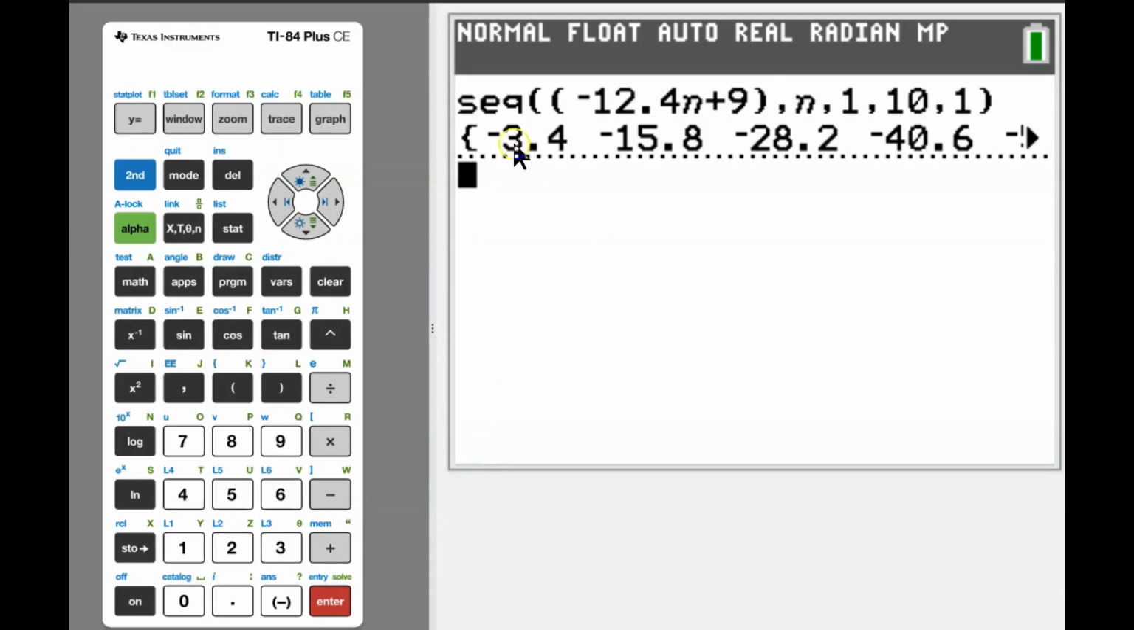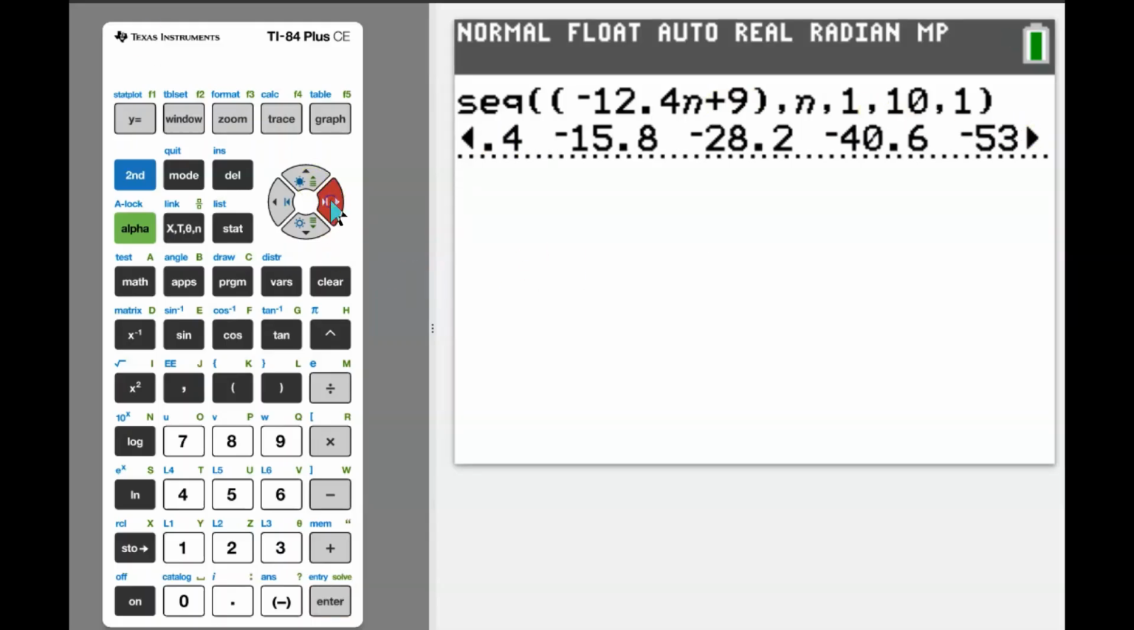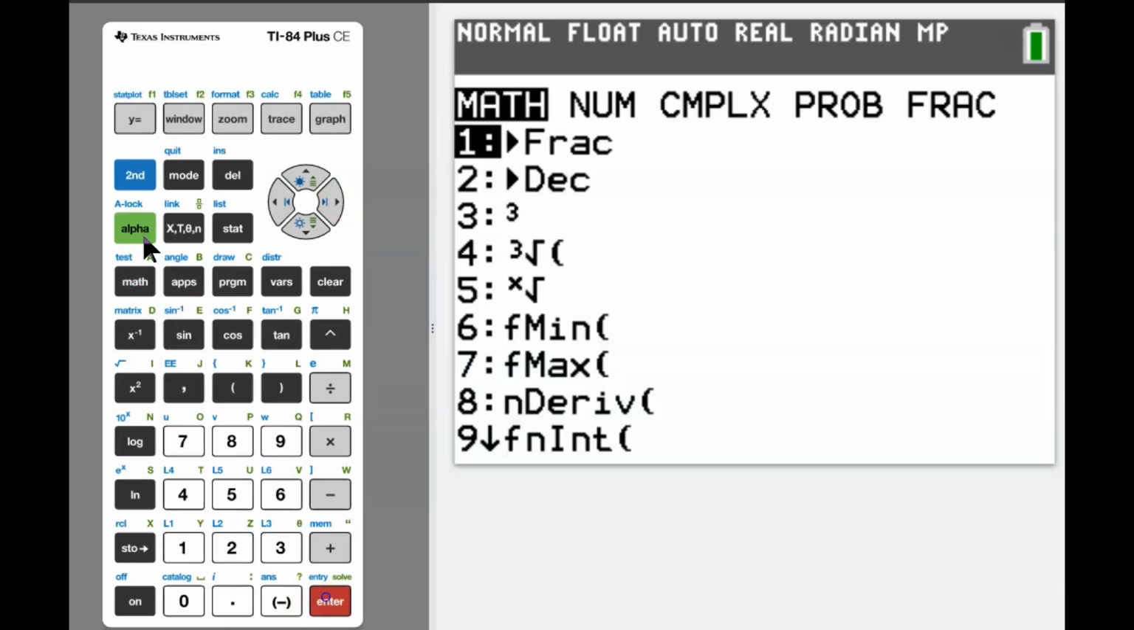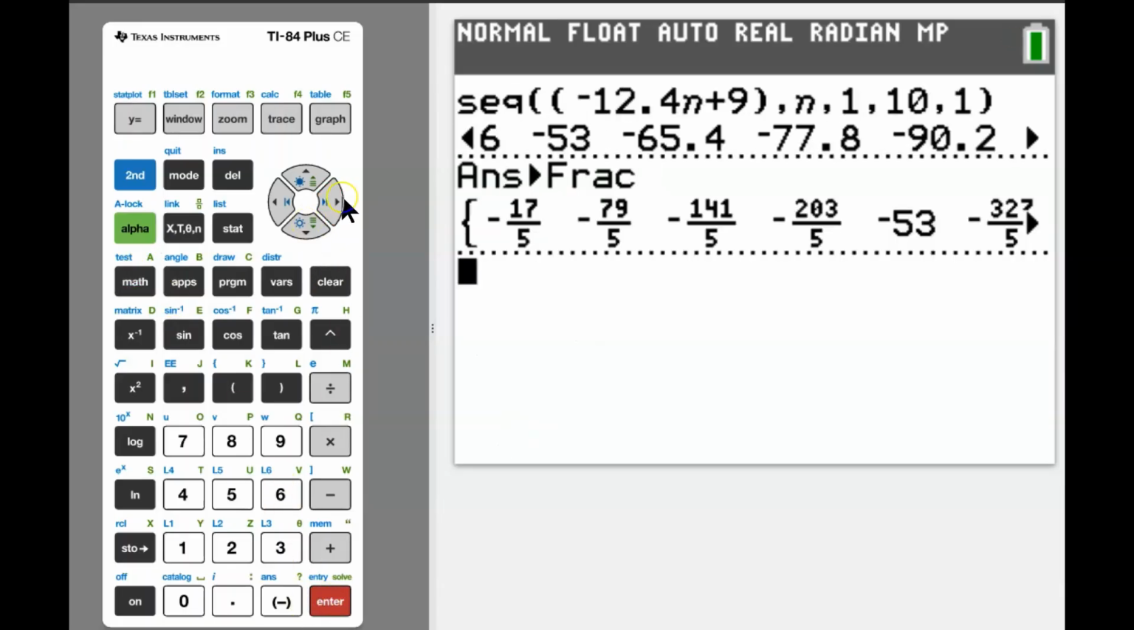It's the same thing. Notice that there's a right-handed arrow here, so you'd have to use your arrows to see the full list. And then if you want the fraction version, you can always do math and then fraction, and then it will give you those values as fractions. Okay, make sure and jot those down on your paper, and then we will continue on.